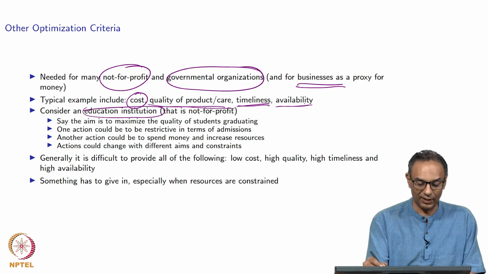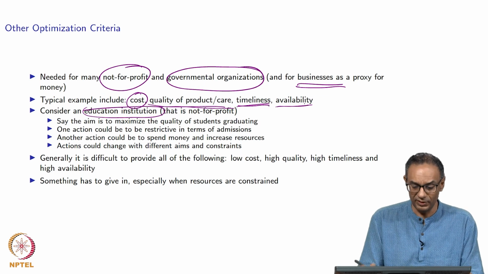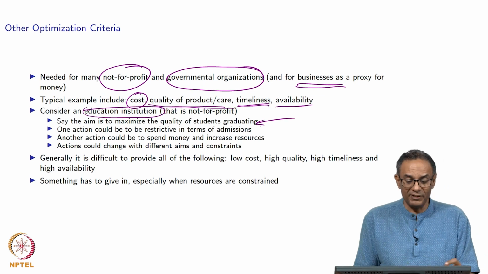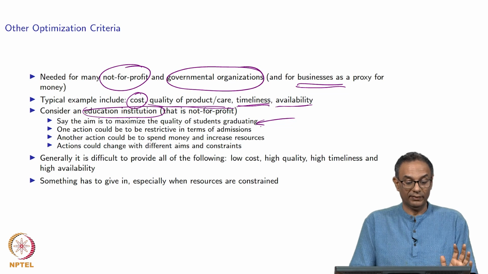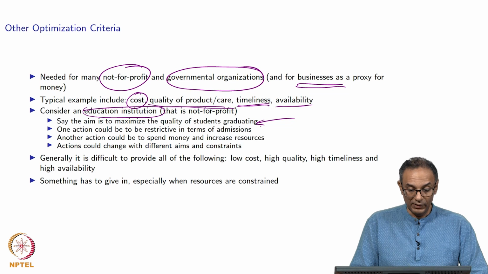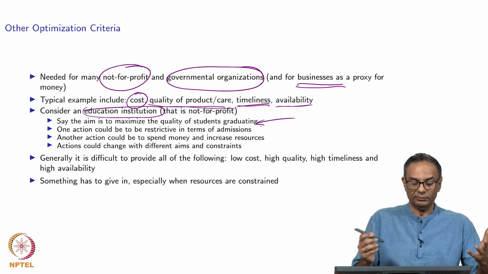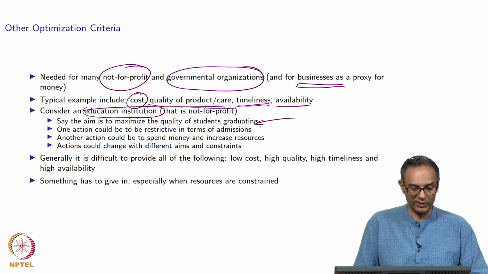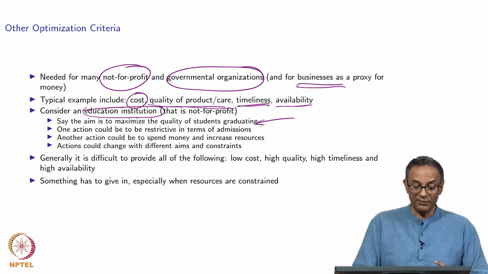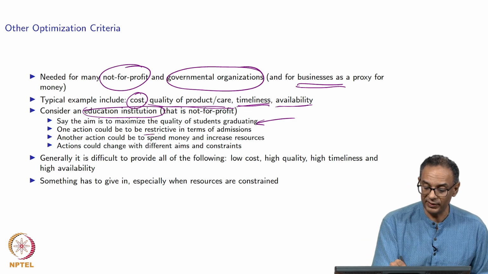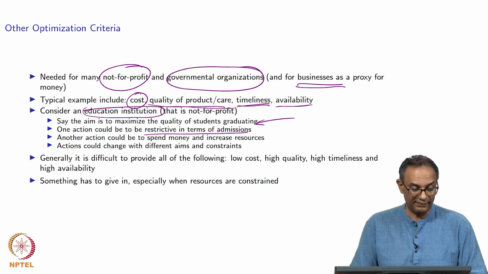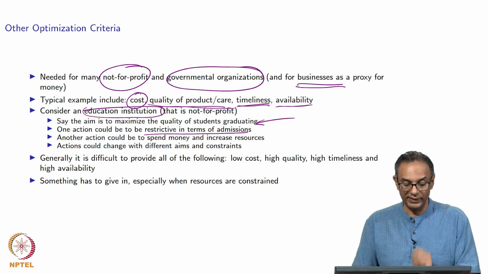So now coming back to our educational institution that is typically not for profit, a good objective would be to maximize the quality of students graduating. Now, I firmly believe that is a very good objective, which is to maximize what students are graduating out of the university. Now, how does one achieve that objective? One could achieve that objective by being extremely restrictive in terms of admission. This is what a lot of times is done in a place like IIT. They're extraordinarily restrictive in terms of who they admit.